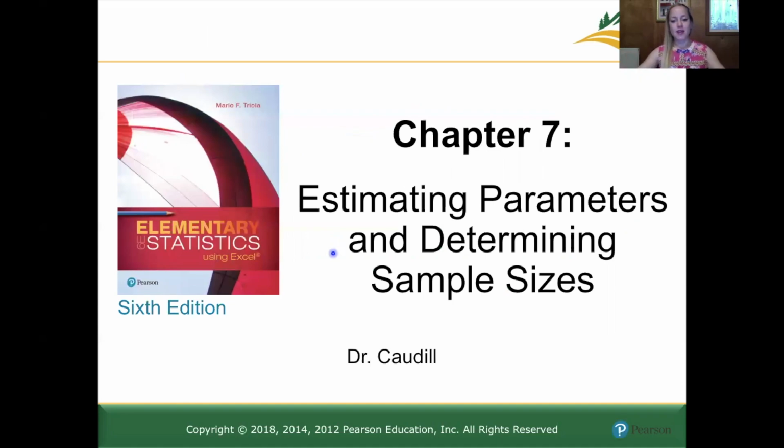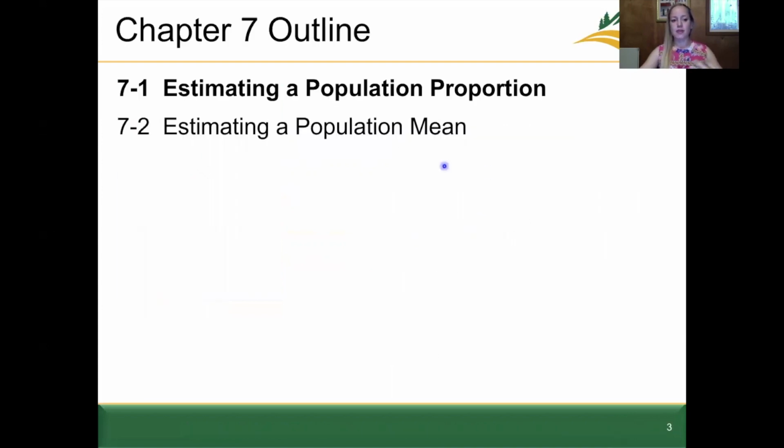Let's get started now, Chapter 7. Here we're talking about estimating parameters and determining sample sizes. Remember, parameters relate to a population, whereas statistics relate to a sample from that population. In 7.1 altogether, we're covering estimating a population proportion.